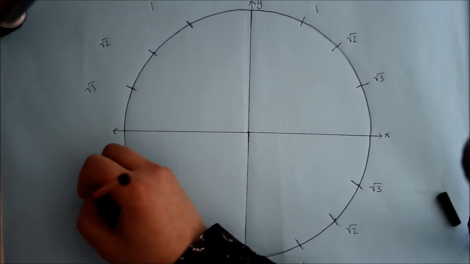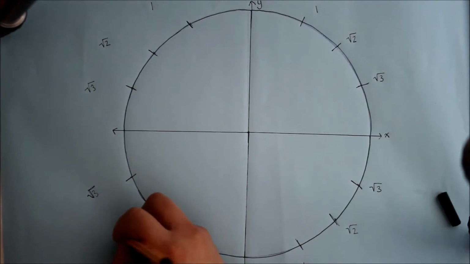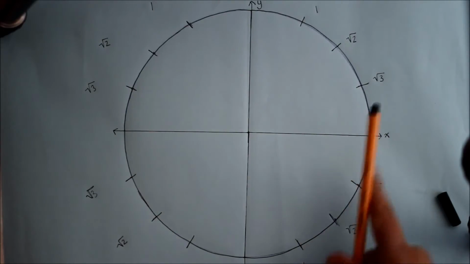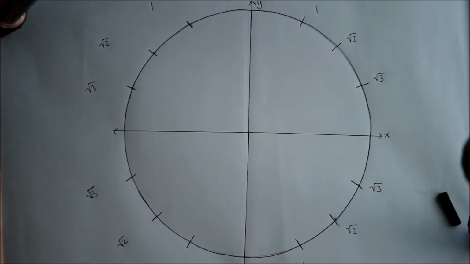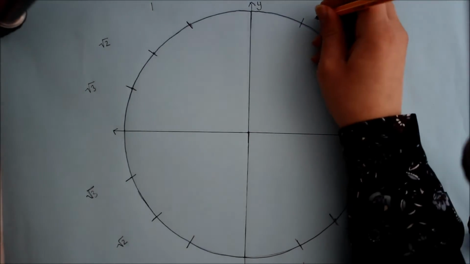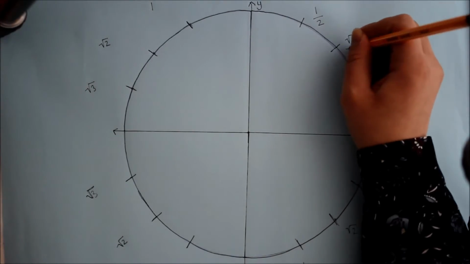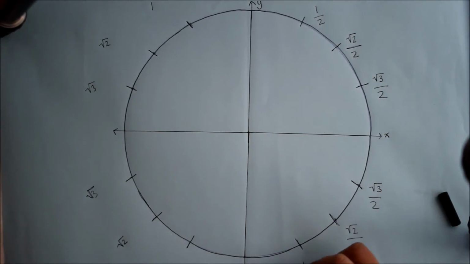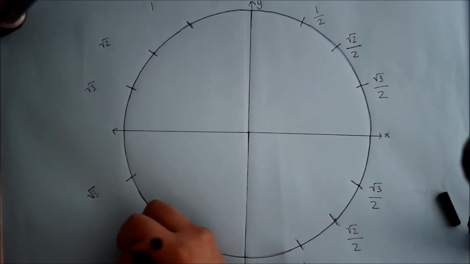3, 2, 1. Now notice that the 3 is closest to the x-axis, and the 1 is closest to the y-axis, in all parts of the circle. Now the second thing you want to do is divide all numbers by 2. That's how easy it is. Just divide by 2, all of them.